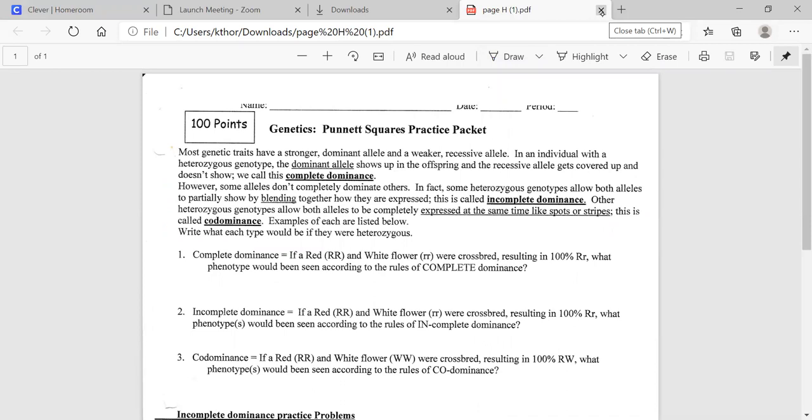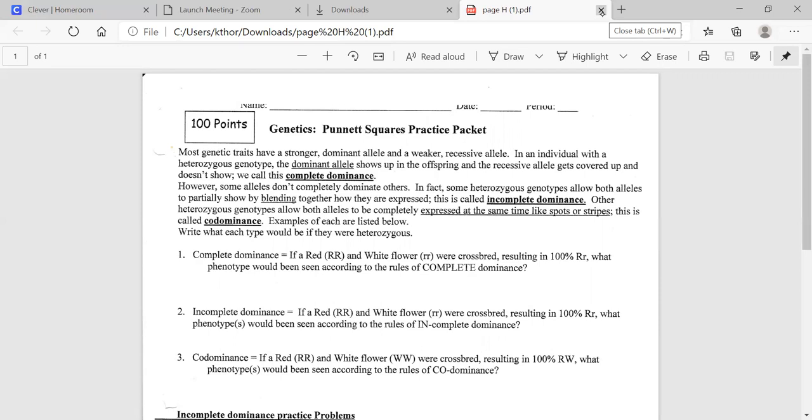Genetics Punnett square practice. Most genetic traits have a stronger dominant allele and a weaker recessive allele. In an individual with a heterozygous genotype, the dominant allele shows up in the offspring and the recessive allele gets covered up and doesn't show. We will call this complete dominance.